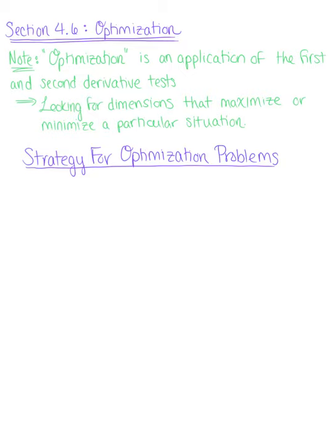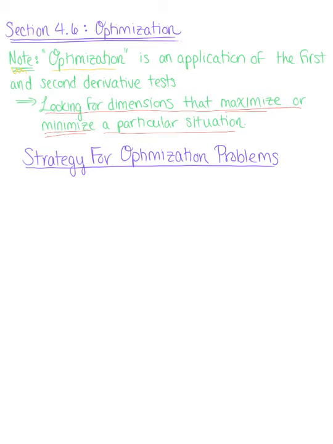In section 4.6, we are looking at optimization. So let's quickly start here by making a little love note to ourselves that optimization is an application of our first and second derivative tests. So we are looking for the dimensions that are going to maximize or minimize a particular situation. So it's all about the word problems here.